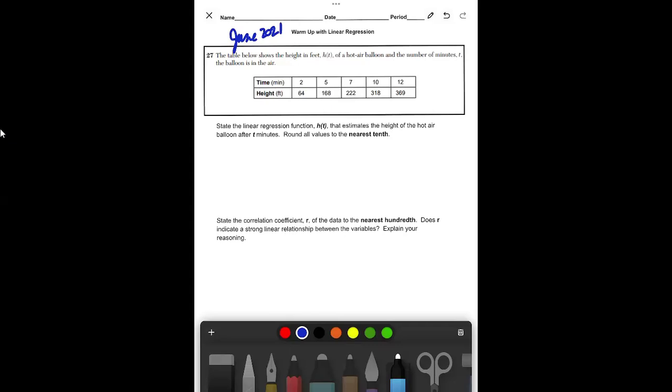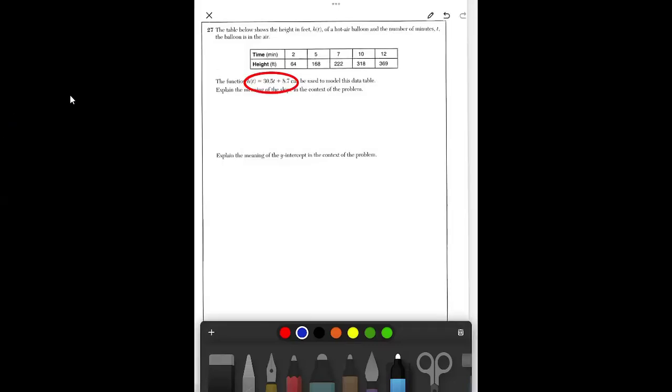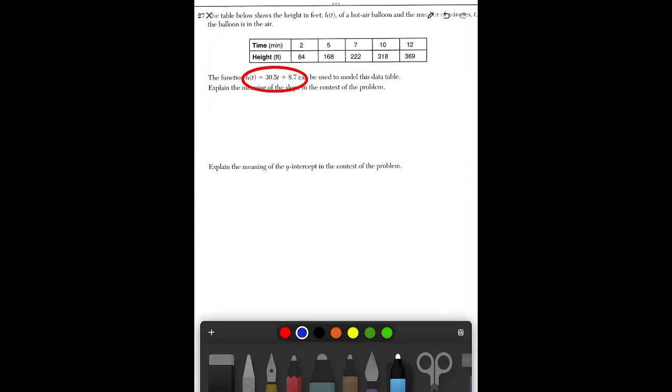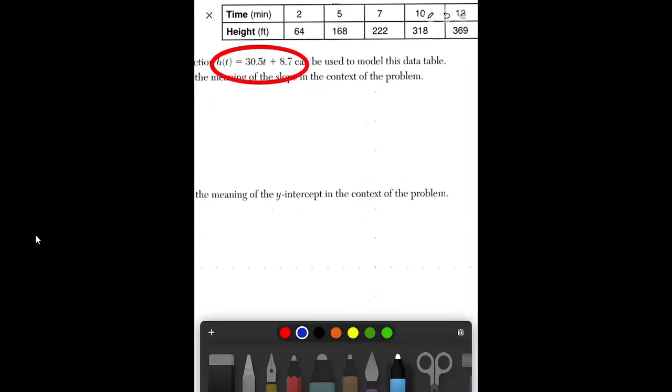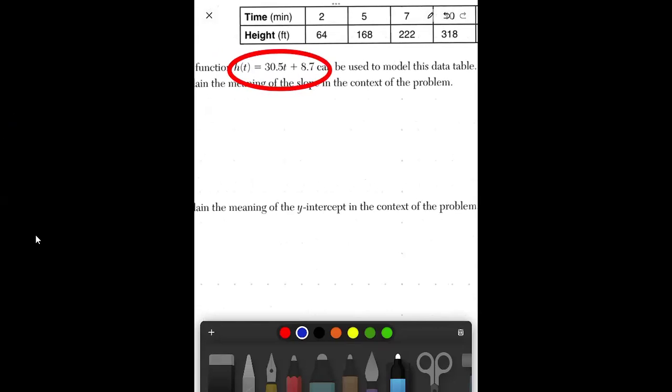Here's another linear regression. I've taken this one from the June 2021 exam. Now, this question was not originally a linear regression. It just gave us a table, and here is the actual problem. The actual problem has an equation, but what I want you to see is that they basically just did a linear regression and rounded everything to the tenths place. That's how they came up with this equation.